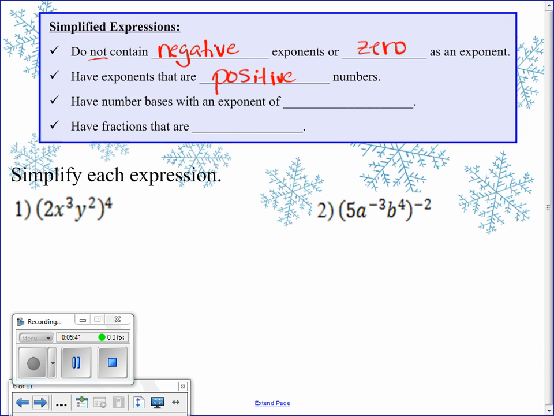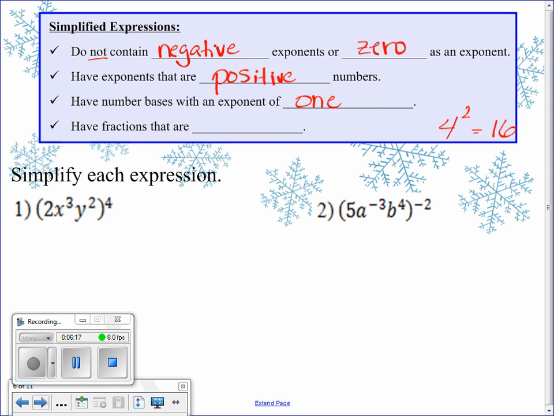They have number bases with an exponent of blank. So, for example, if you had 4 squared, would you leave it 4 squared? I hope you wouldn't. What would you turn that into? Turn that into 16. 4 squared is 16. What's the exponent on 16? It's a 1. So in other words, don't leave 3 to the third. Turn that into 27. Okay? So your numbers actually tell me what that equals.